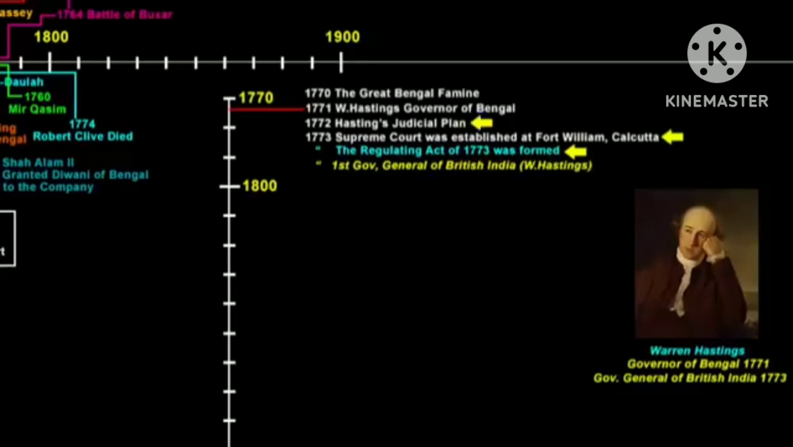So the 1772 Judicial Plan of Warren Hastings, with support from the Regulating Act of 1773 of the British Parliament, made way for the establishment of the first Supreme Court in India and also gave a promotion to Warren Hastings by making him the first Governor General of British India. So now Warren Hastings became the first Governor General of British India in 1773, and that made him an important figure who played a significant role in the expansion of company power.